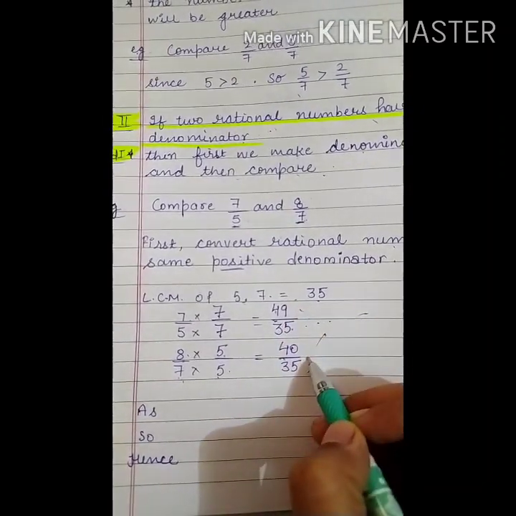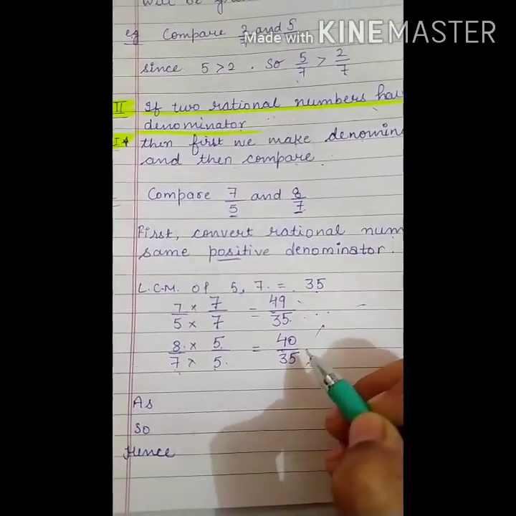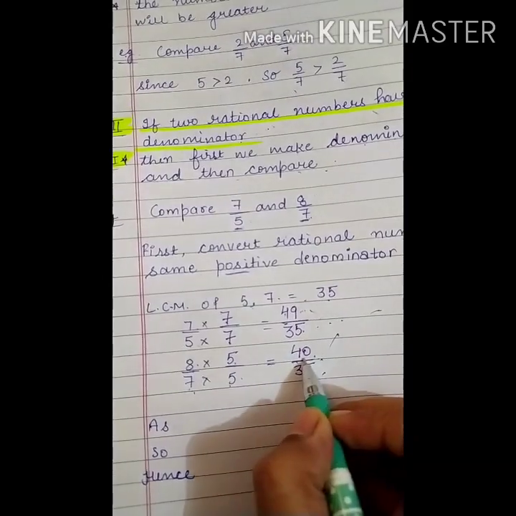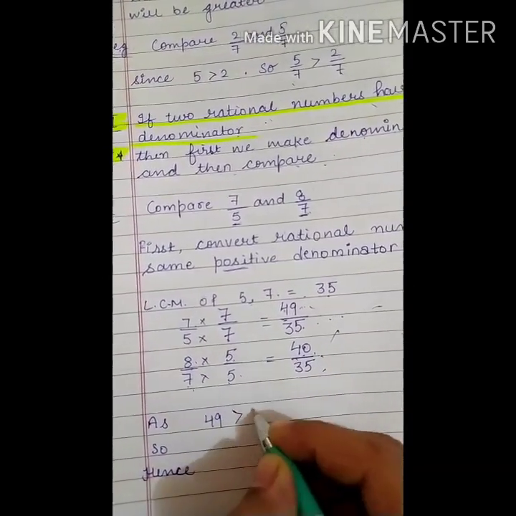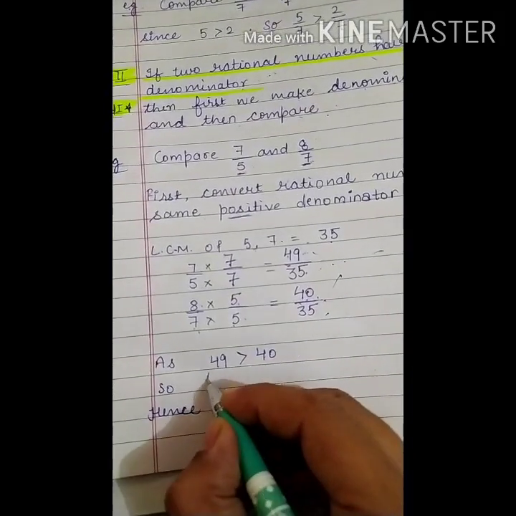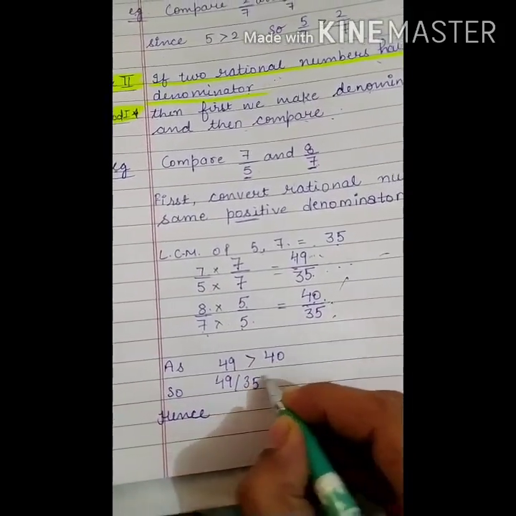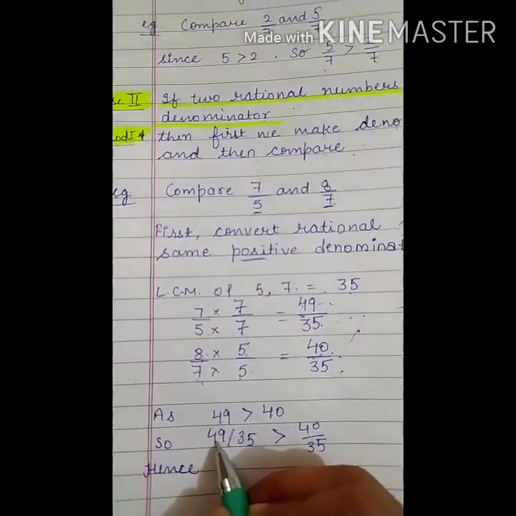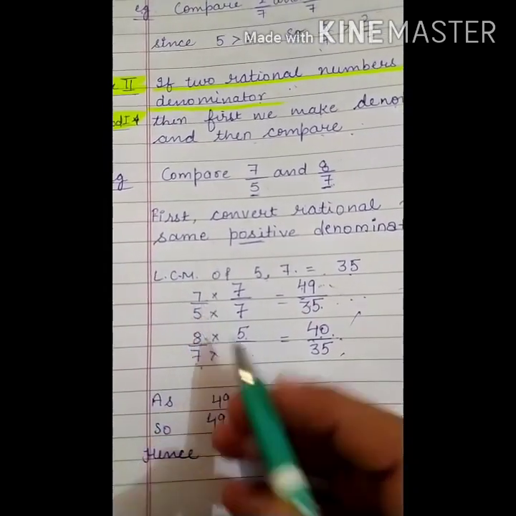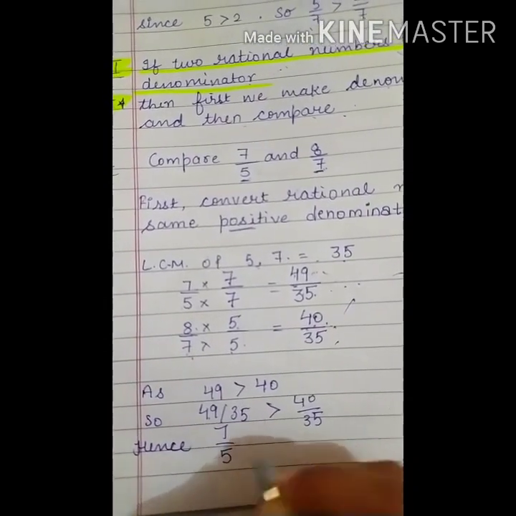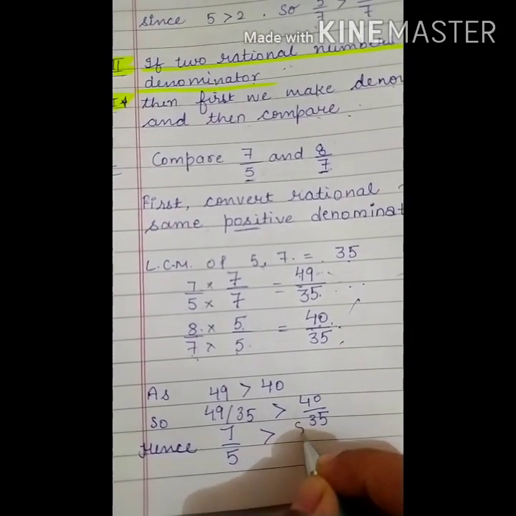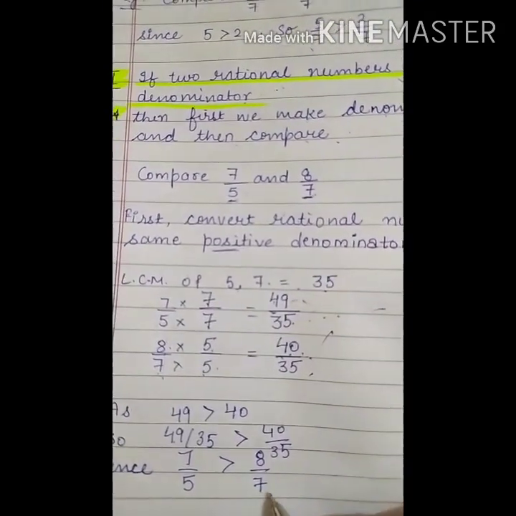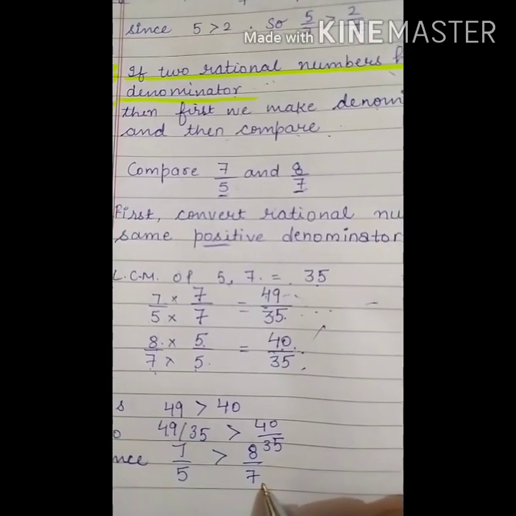Now both these numbers have the same denominator. Now compare the numerators. Since 49 is greater than 40, so 49/35 is greater than 40/35. Hence, 49/35 is equivalent to 7/5. Hence 7/5 is greater than 8/7. In this way we can compare two rational numbers.